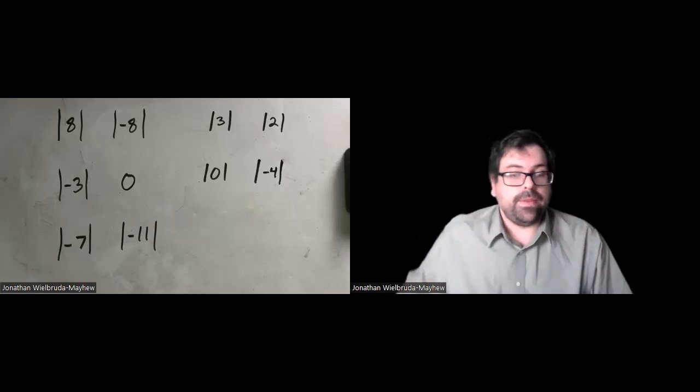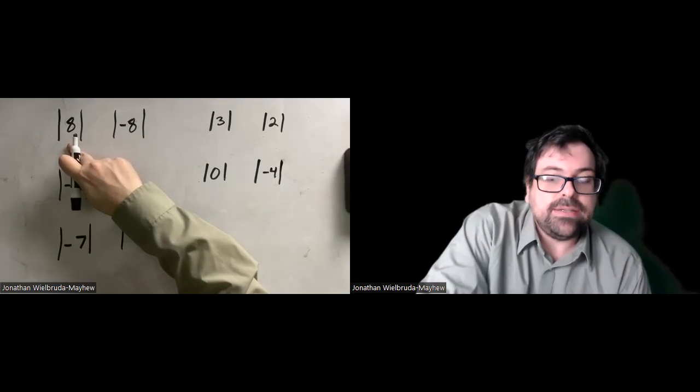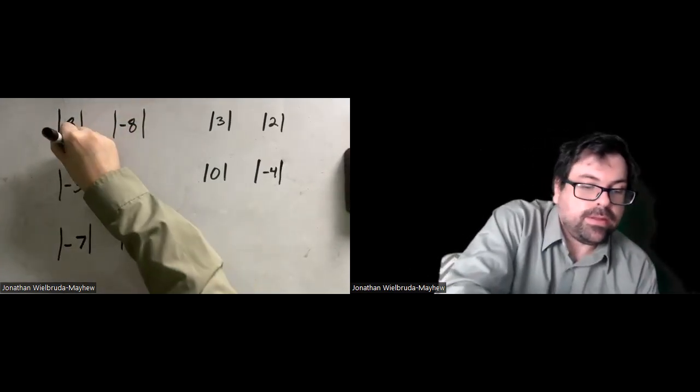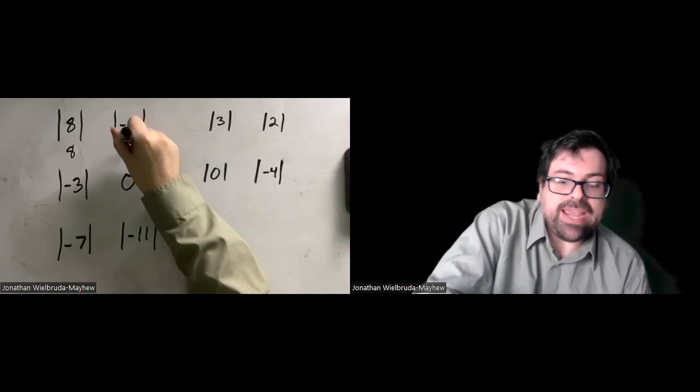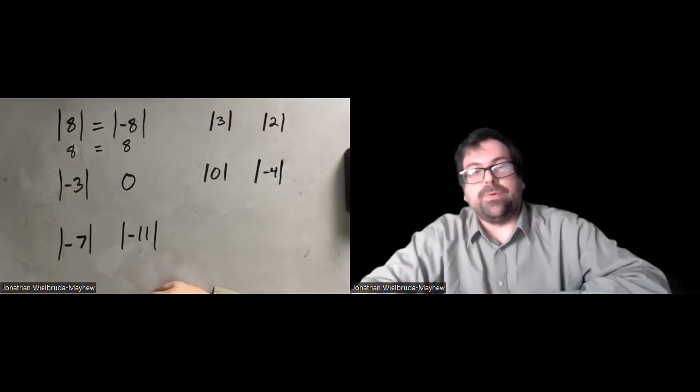Okay. The absolute value of 8 is 8. The absolute value of -8 is 8. These are equal. So those are equal.